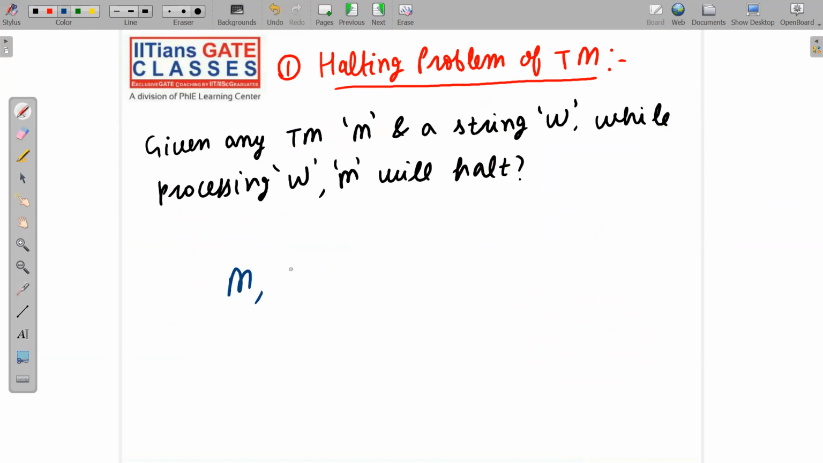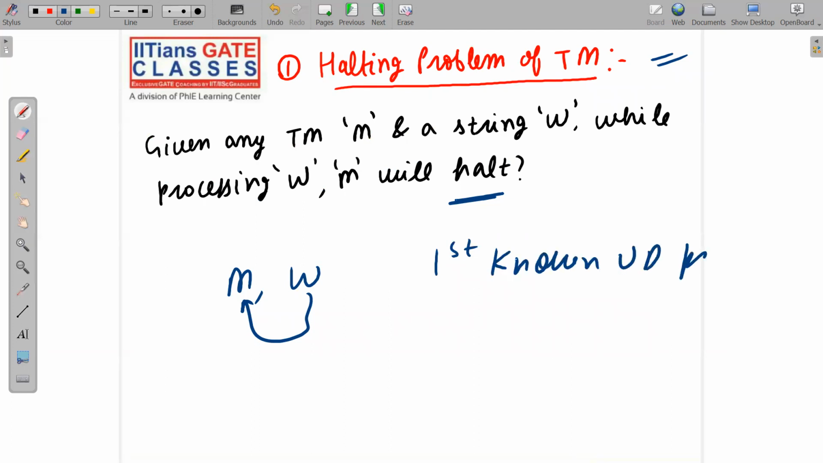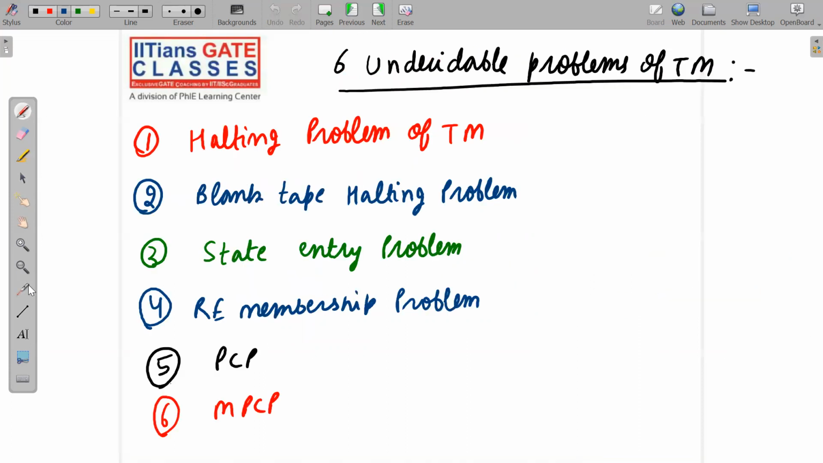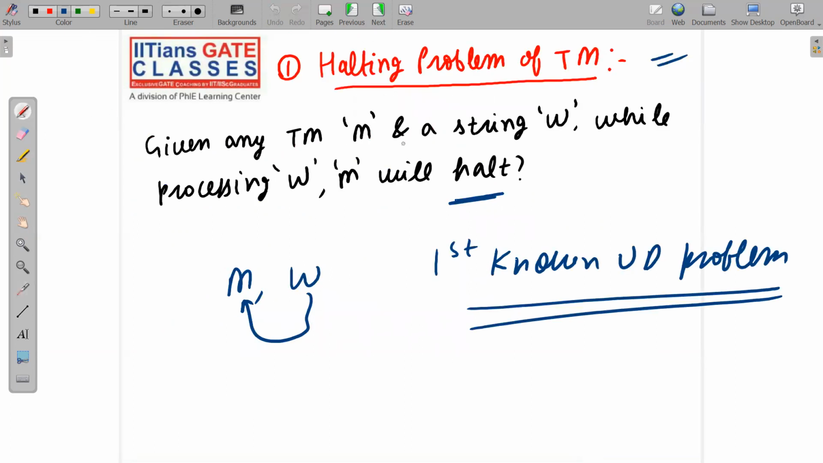So we have a Turing machine M and a string W. While processing this W, will M halt? This is known as the halting problem. And it was one of the first known undecidable problems. I'm not going into the proof of it because the proof is very difficult, and obviously it is a basic course. You have to remember. I have already told you 6 undecidable problems. So halting problem of Turing machines is undecidable. Just try to remember the statement. What halting problem says: given any Turing machine M and a string W, while processing W, will M halt? That is the halting problem.